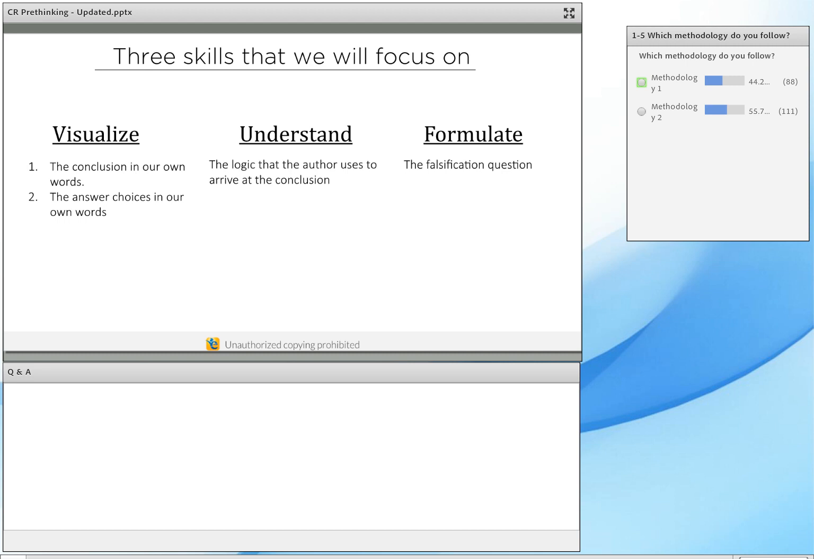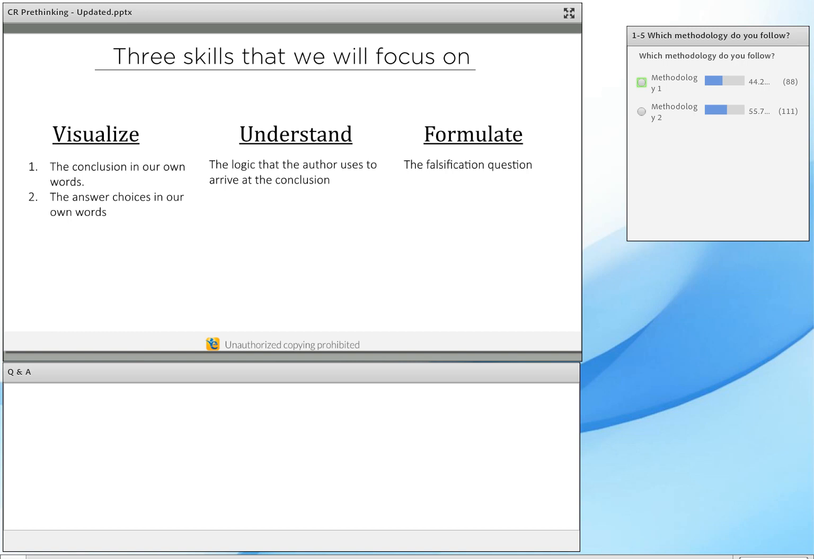Even though this webinar is focused on pre-thinking, we're going to focus on three things as a part of pre-thinking. So I'm going to divide this into 3 core skills. One is visualize. So what is visualize? When you read an argument, the conclusion is the most important thing that you need to worry about. And a lot of people, when they read the conclusion, they simply read it as it's written and don't reword it in their own words. In other words, they don't try and visualize the conclusion.